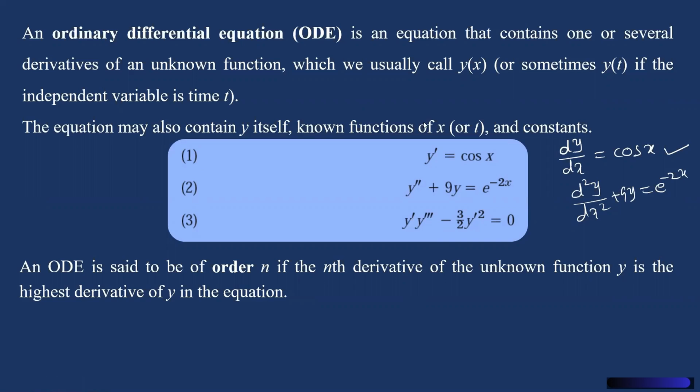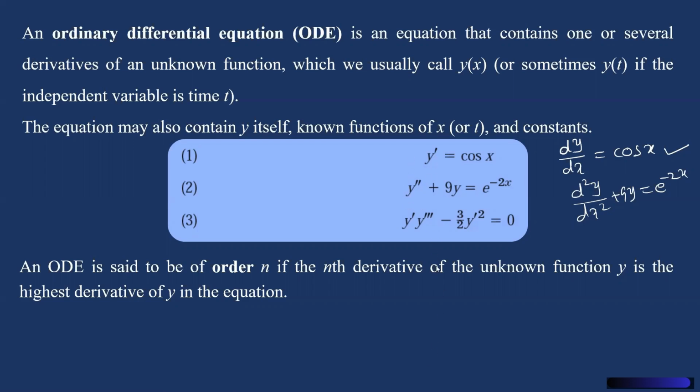So as you understood, an ODE is said to be of order n if the nth derivative of the unknown function is the highest derivative of y in the equation. So looking at the differential equation, we need to identify which is the highest ordered derivative available in the given differential equation, right? Then the order of that highest ordered derivative is the order of the differential equation, right?